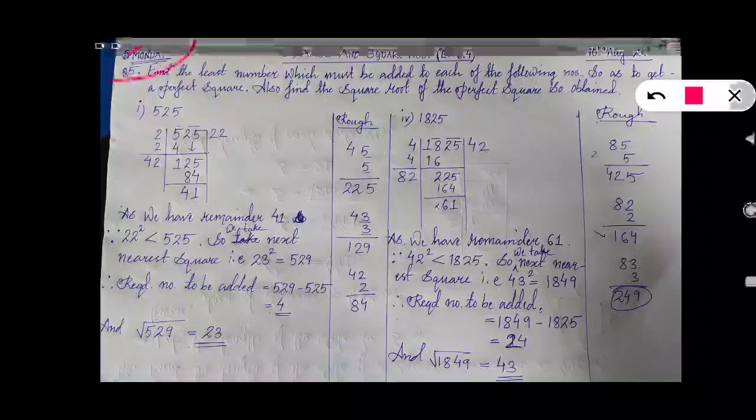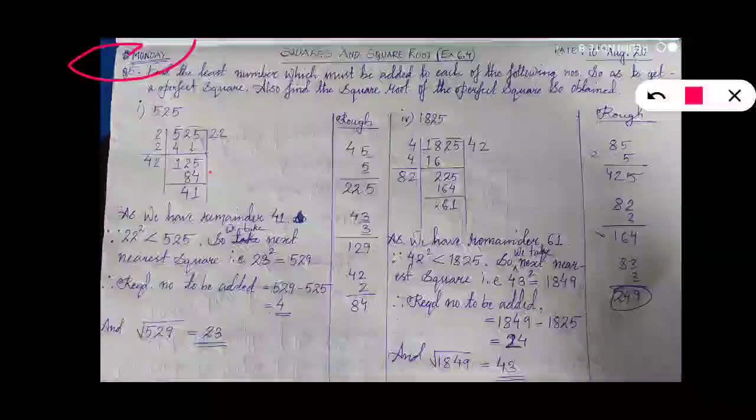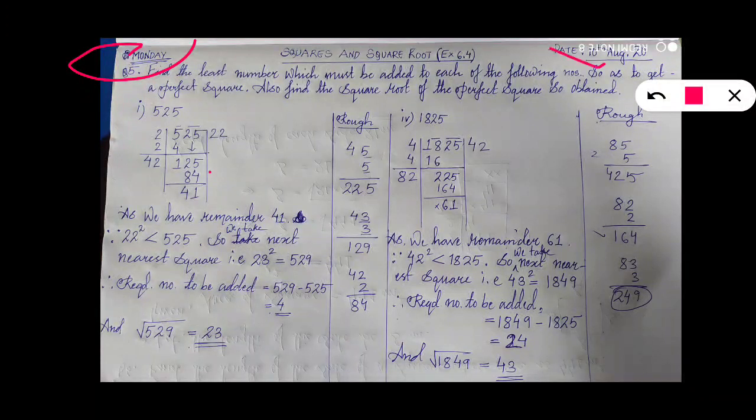Today is Monday, my dears. It's Monday and the date is 10th August 2020.